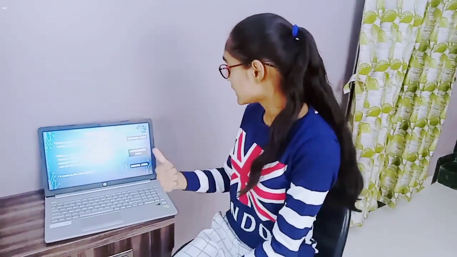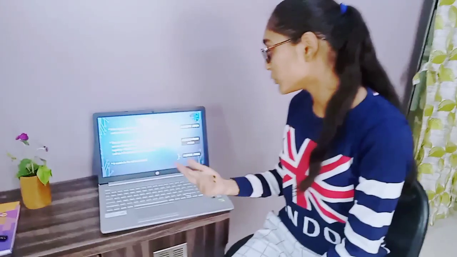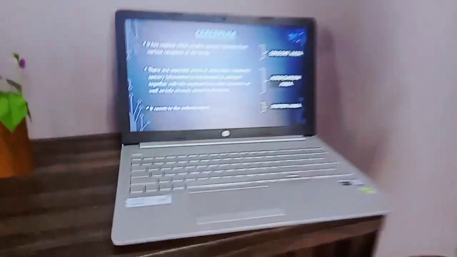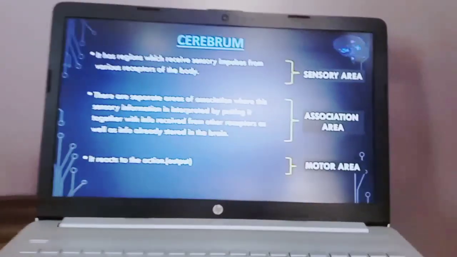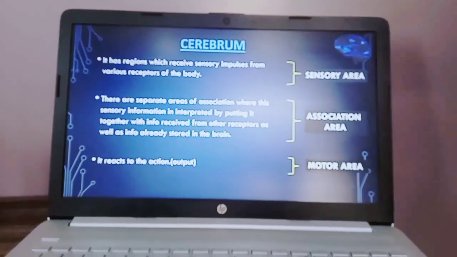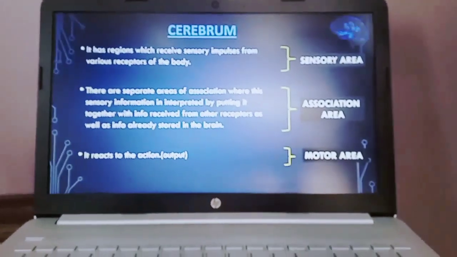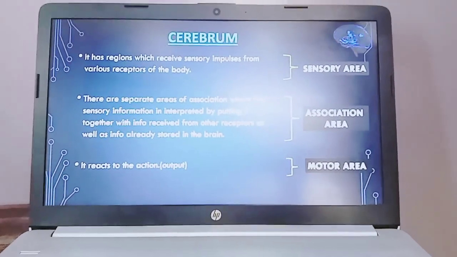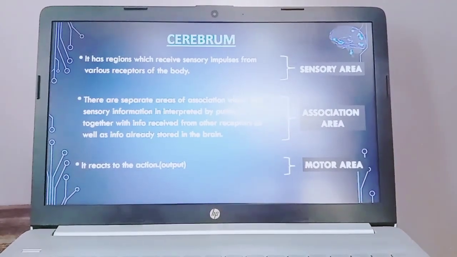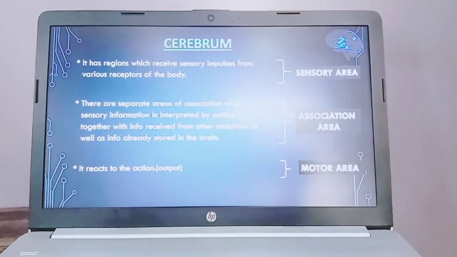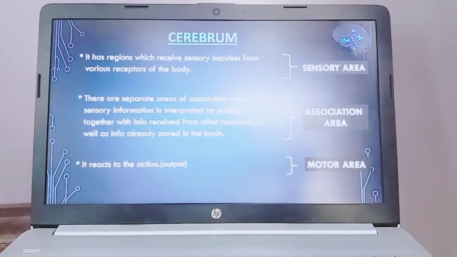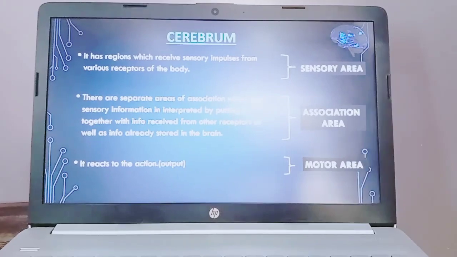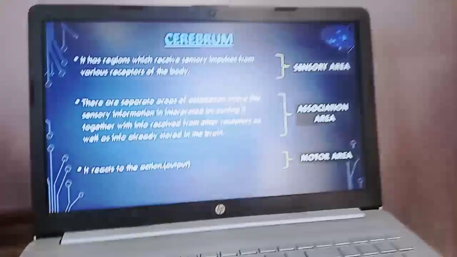Cerebrum is made up of three main parts: the sensory area, association area and motor area. The sensory area has regions which receive sensory impulses from various receptors of the body. Association area is where this sensory information is interpreted by putting it together with information received from other receptors as well as information which is already stored in the brain. And motor area is the output area. It reacts to the action. Now let's take an example.